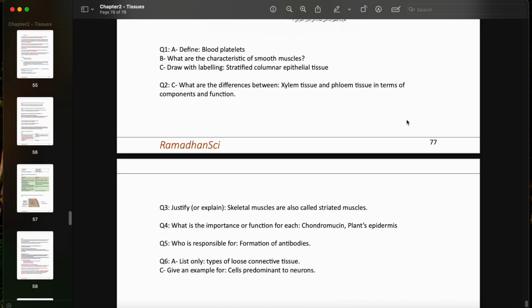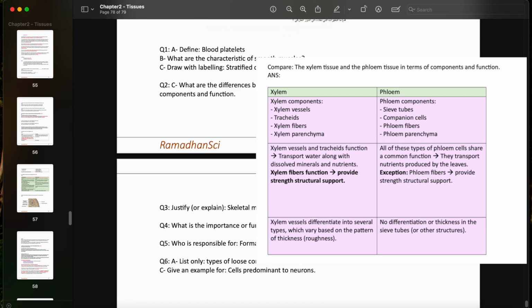Question 2c is telling you what are the differences between the xylem tissue and the phloem tissue in terms of components and functions. Now look at this. If you don't know where to begin, just remember that each tissue contains its own components. In xylem, the components are xylem vessels, tracheids, xylem fibers, and xylem parenchyma. In the phloem tissue, we have sieve tubes, companion cells, phloem fibers, and phloem parenchyma.